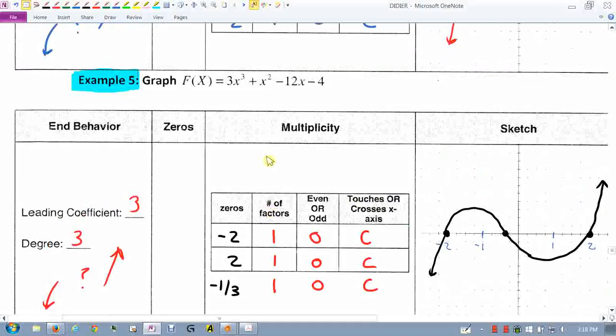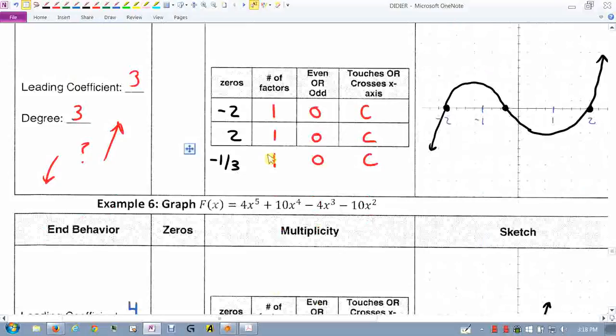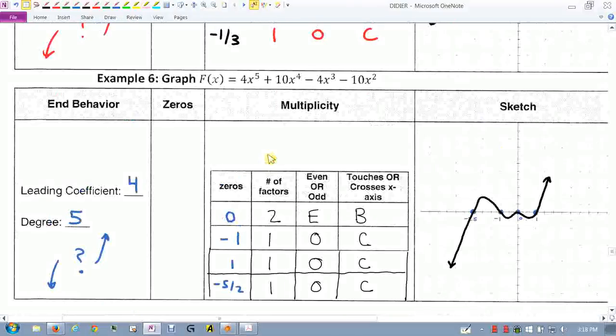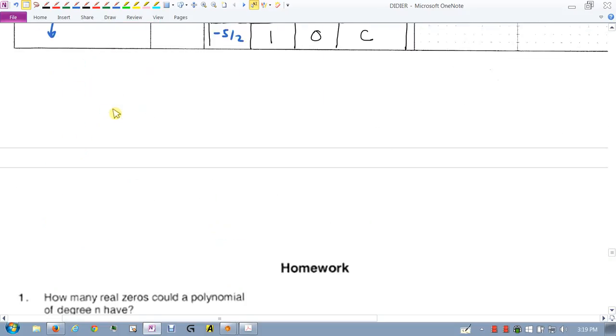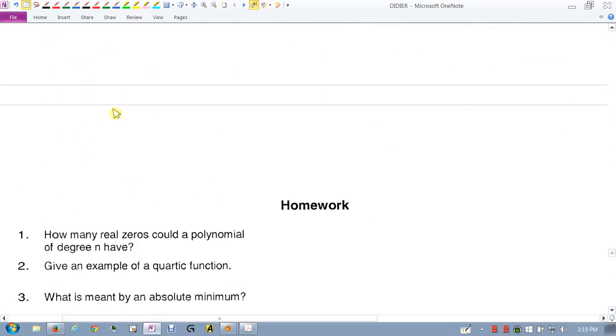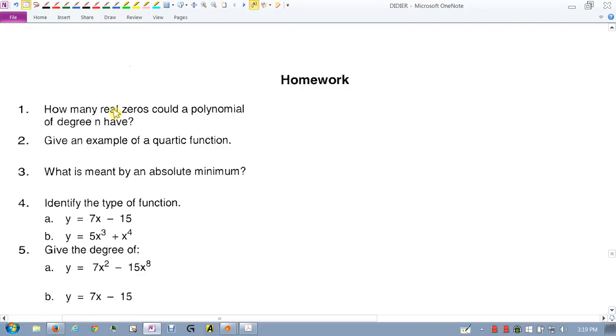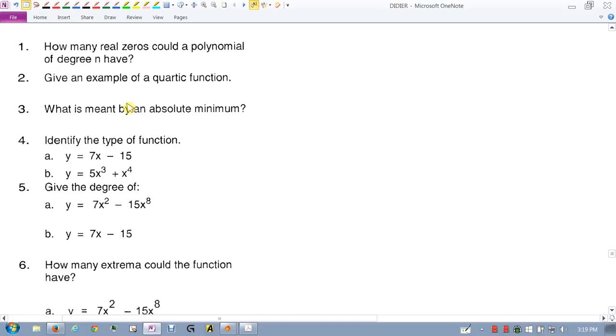So example 5. Example 6 worked the same way. I think that's a good one. I'm not going to give you that many on the test. I'd probably give you maybe 3 at the most of these, but be familiar with all these different types. And that's it for the polynomials. After that, we had the rational functions. Are there any questions on that?